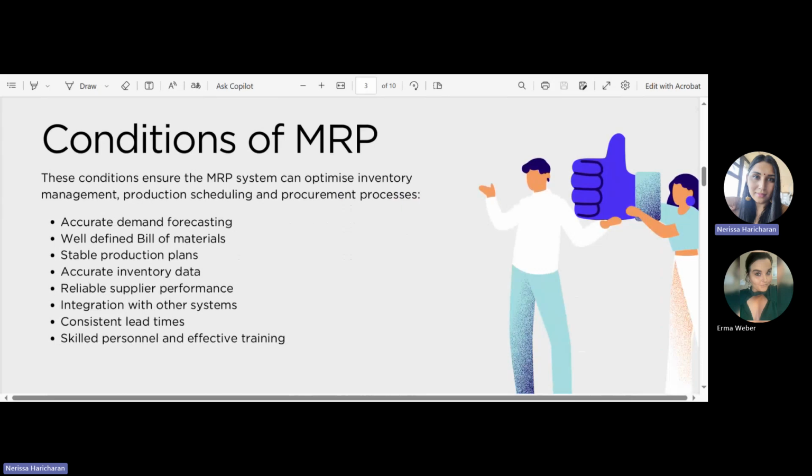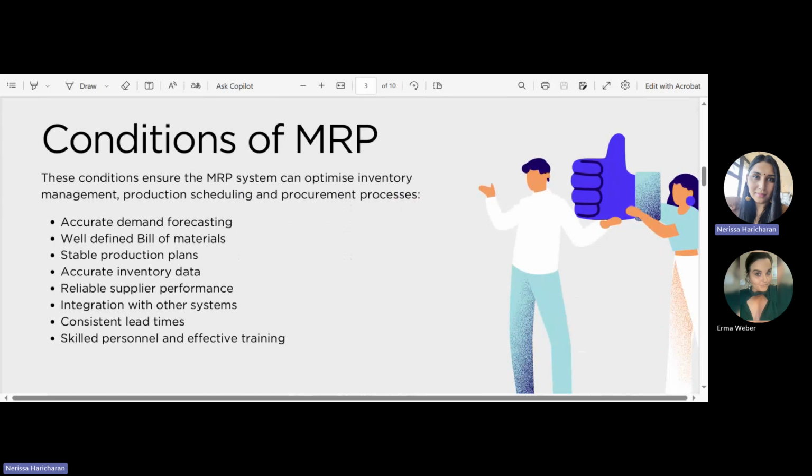Then you have consistent lead times. Your MRP system assumes that lead times, especially from a material perspective, are quite consistent. If your lead times are unpredictable or fluctuate a lot, it's very difficult to schedule a good MRP. And then the last one is skilled personnel and effective training.